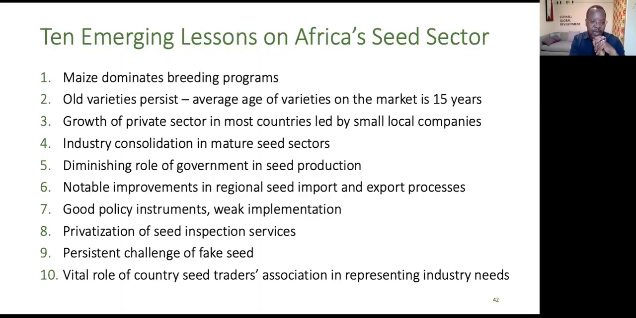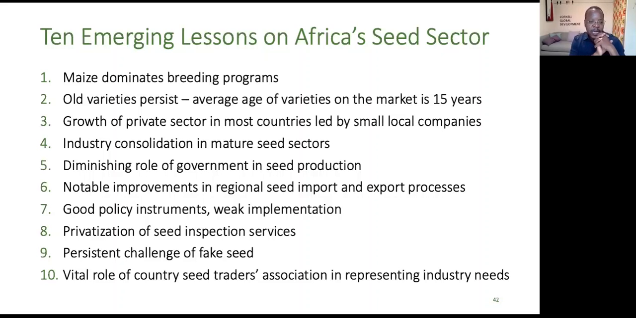We're seeing a growth in private sector in most countries, led by private, locally owned seed companies in most of the countries. We're seeing the industry consolidating in countries that have much more mature seed sectors, such as South Africa and Zambia and Zimbabwe. We're also experiencing a diminishing role of government in seed production, and we think this is good. We think this ultimately should be done by private sector. Notable improvements are being observed in regional seed import and export process. We really think that the future for Africa is for seed to be able to move easily across states so that you have one big market in several regions.